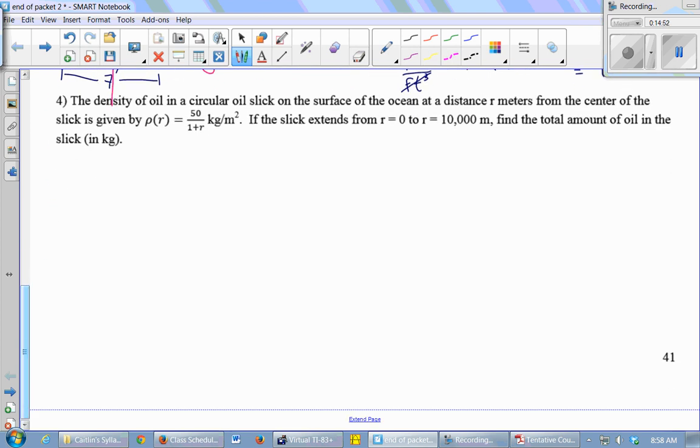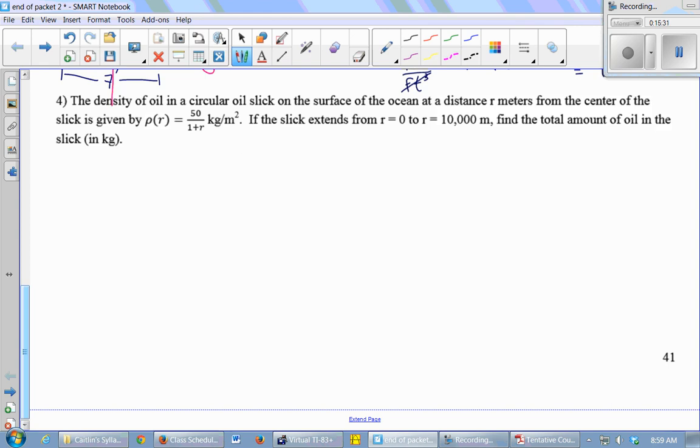Okay, so we've got the density of oil in a circular oil slick on the surface of the ocean. So there's some kind of oil spill, right? And the density at the center of the oil spill would be the greatest, and the density gets less as you get further and further away from the site of the spill. So the density R meters from the center of the slick is given by this formula, rho of R, where R is the radius away, right? So rho is another common Greek letter used to represent density. So that would be 50 over 1 plus R kilograms per square meter.